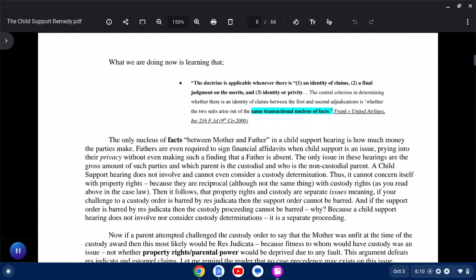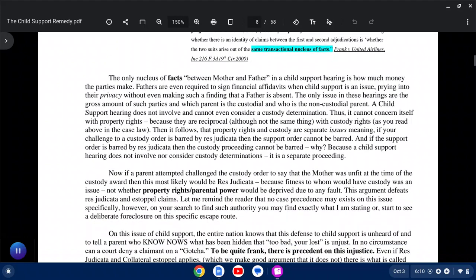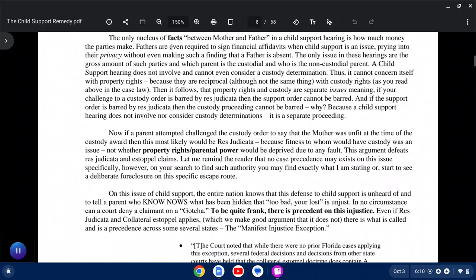Doesn't that sound just like double jeopardy to y'all? Sounds just like double jeopardy to me. But it's by another name. The only nucleus of facts between mother and father in a child support hearing is how much money the parties make. Fathers are even required to sign financial affidavits when child support is an issue, prying into their privacy without even making such a finding that a father is absent. The only issue in these hearings is the gross amount of the parties' income and which parent is the custodial and which is the non-custodial parent. A child support hearing does not involve and cannot even consider a custody determination. Thus, it cannot concern itself with property rights because they are reciprocal, although not the same thing, with custody rights.